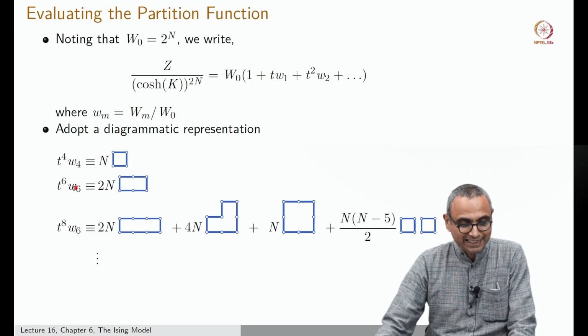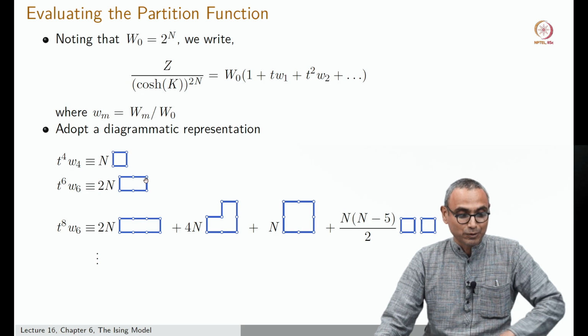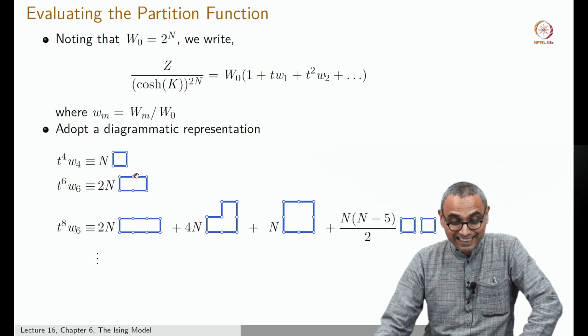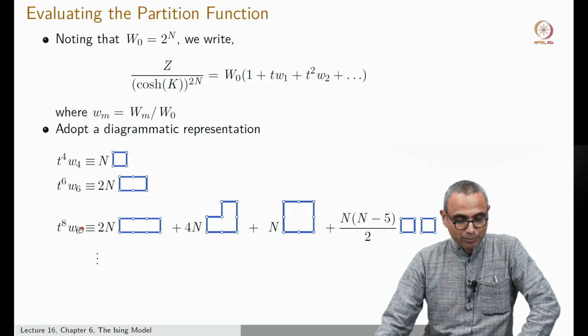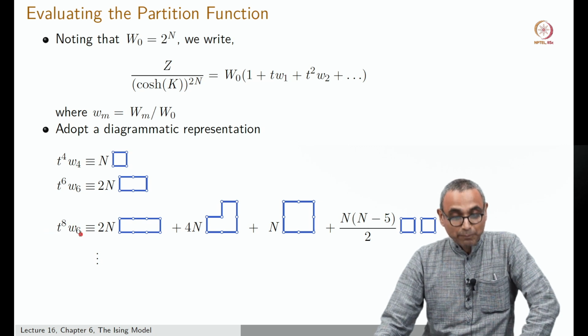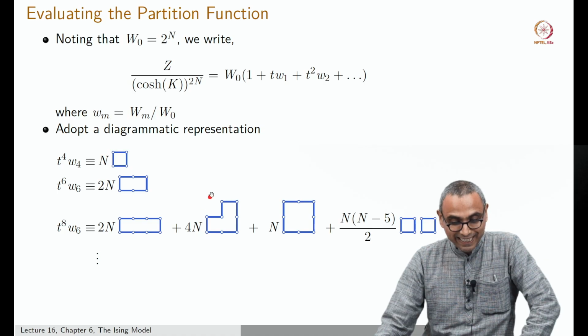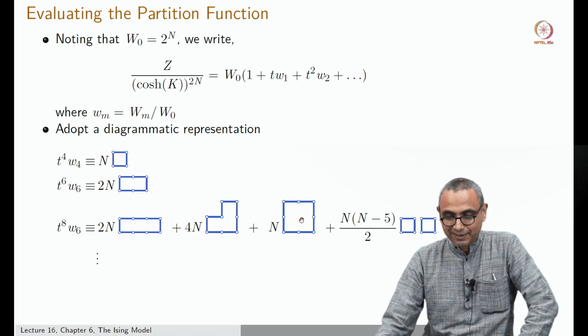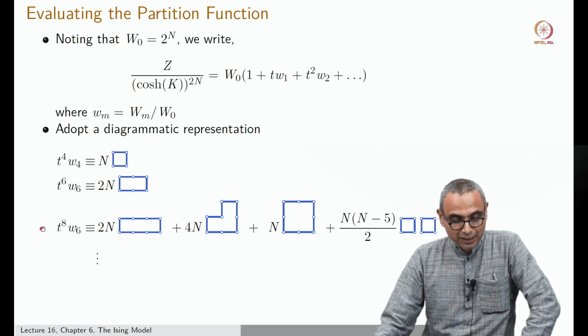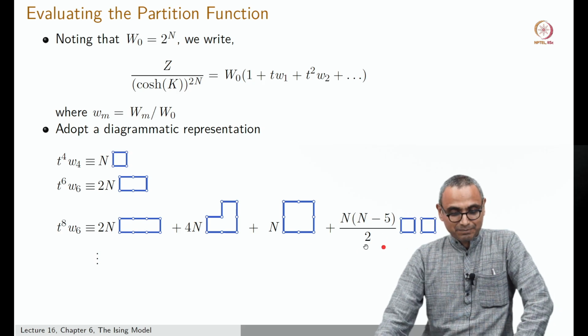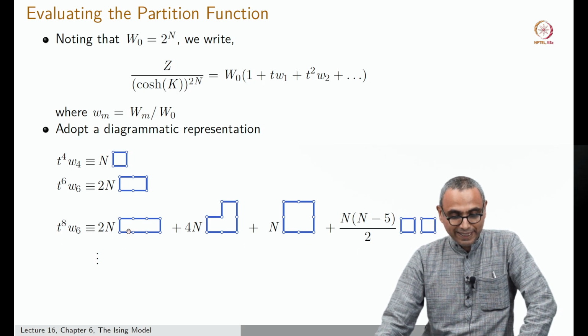So let's look at the t to the 6 term. So t to the 6 W6 will be 2n times this diagram, because I didn't discuss W6 diagrams, but this is the only diagram that will survive at W6 when I have 6 links. Let me go to W8. Please note there's a typo here. This should be W8. This is t to the 8 W8: 2n times this term plus 4n times this term plus n times that term, and n times (n minus 5) by 2 times that term. So you will end up getting a term like this. This is the term for W8.